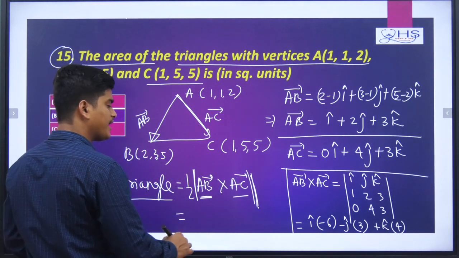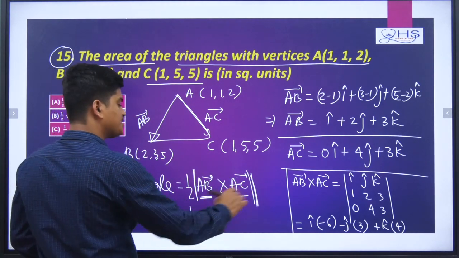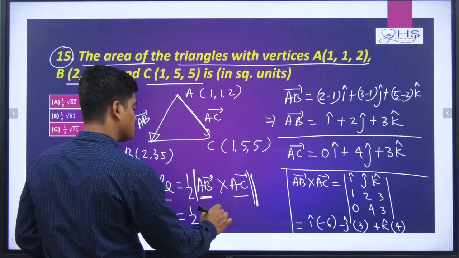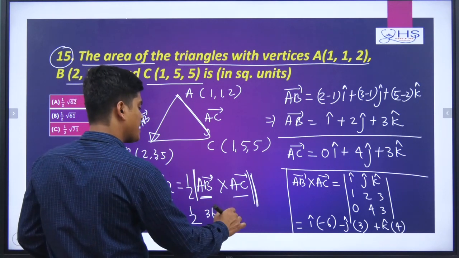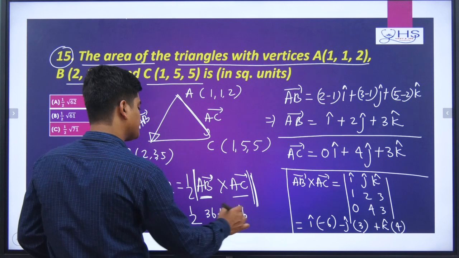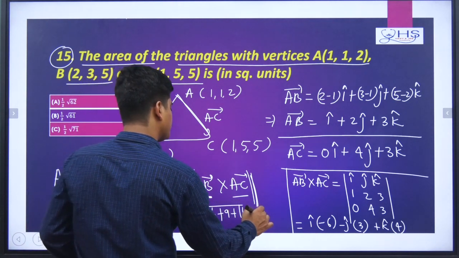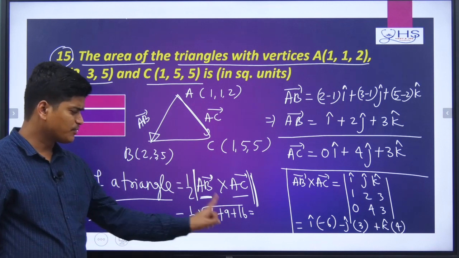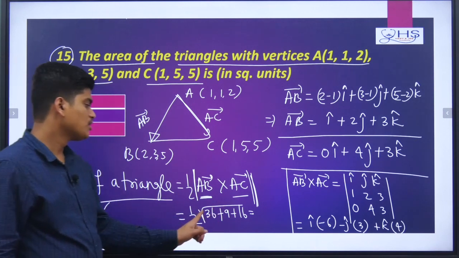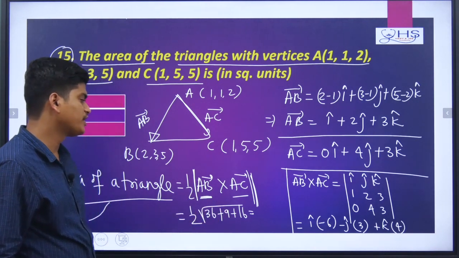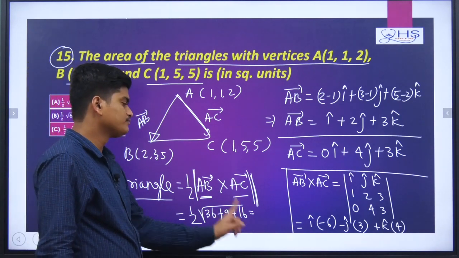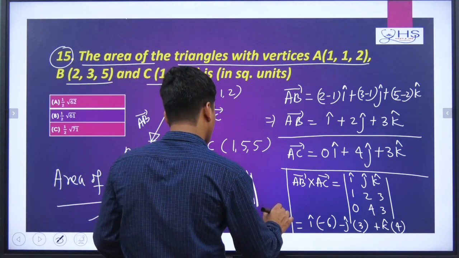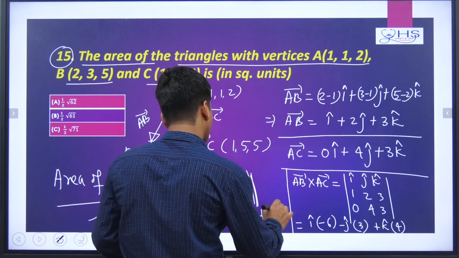That magnitude I will take, then it is half, 6 square is 36 plus 3 square is 9 plus 4 square is 16. If I do this, how much will I get? I will get 36 plus 9 plus 16. So 36 plus 9 is 45, and 45 and 16 is nothing but 61. So here it will come root 61.